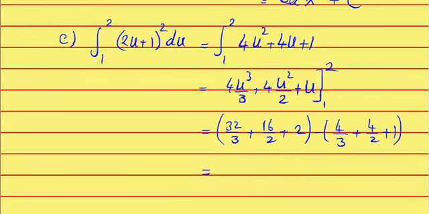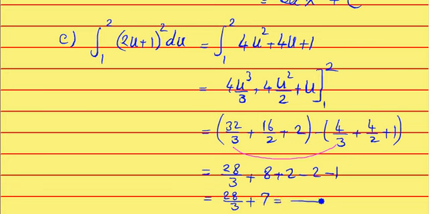So it's better to match terms that have similar denominators first. So 32 minus 4, that gives me 28 thirds, I believe. Well, these ones you can simplify. That's 8 and 2, and here's minus 2 and minus 1. So we have essentially 28 thirds, and this is 7. So taking a common denominator, we typically write the answers like this: 28 plus 21 makes it 49 thirds.